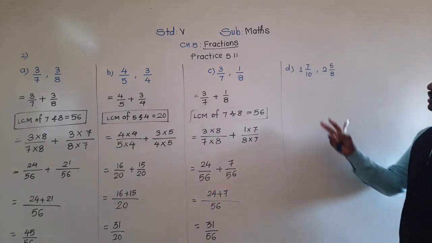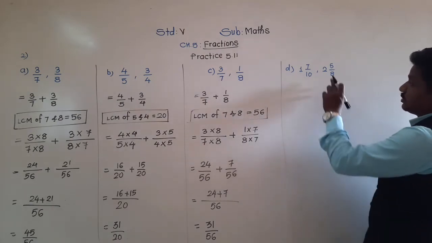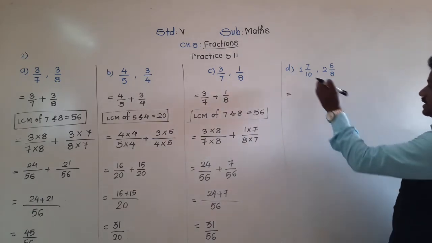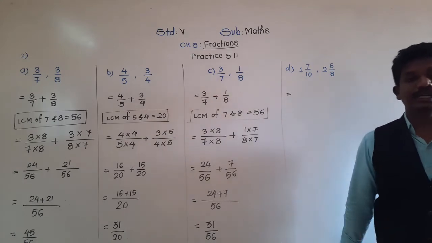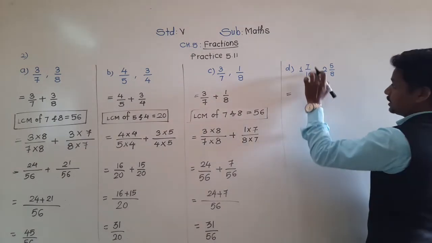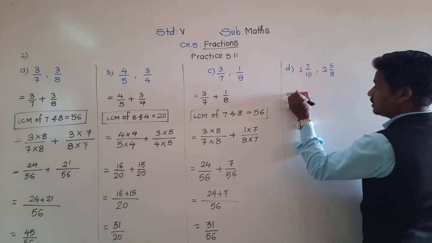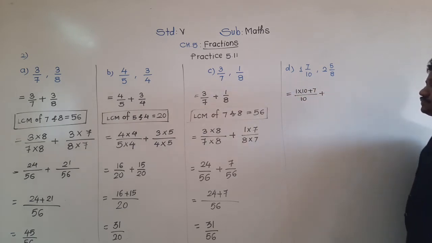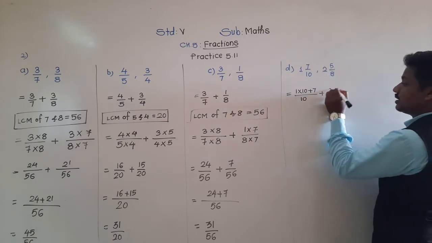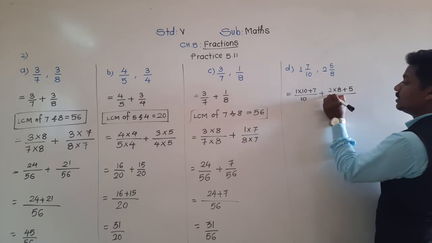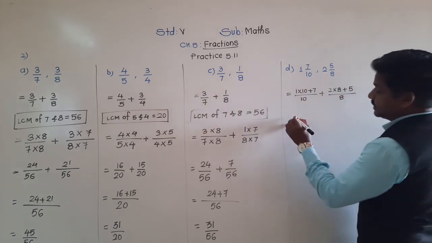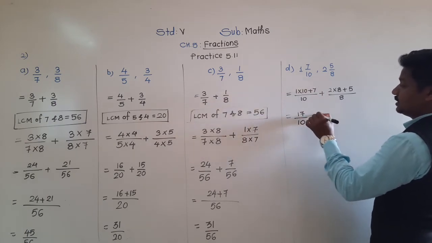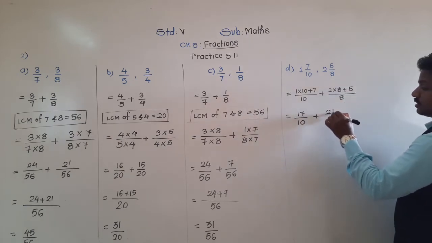Next. Here there are mixed fractions. 1 whole 7 upon 10 and 2 whole 5 upon 8. Sorry, they are mixed fractions. We will convert them into improper fractions. So 1 into 10 plus 7 upon 10, plus 2 into 8 plus 5 upon 8. Okay, 10 ones are 10 plus 7, 17 upon 10, plus 8 twos are 16 plus 5, 21 upon 8.